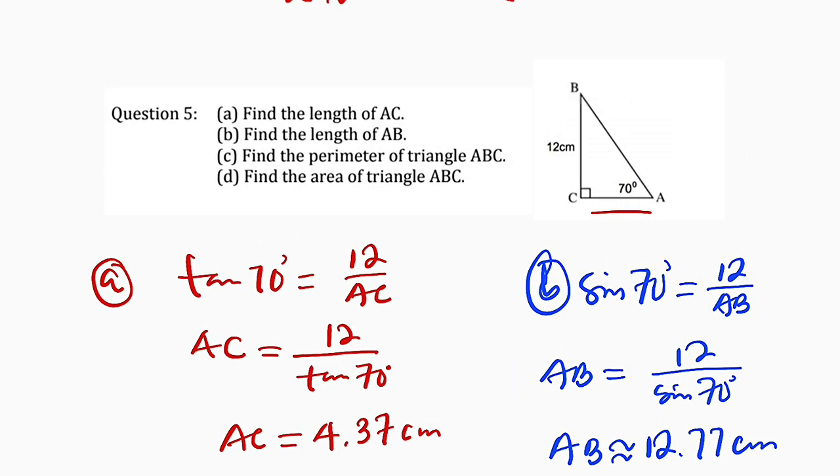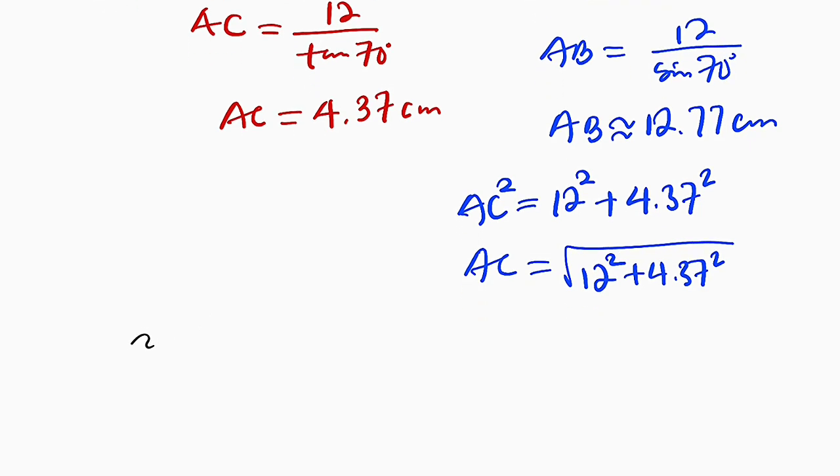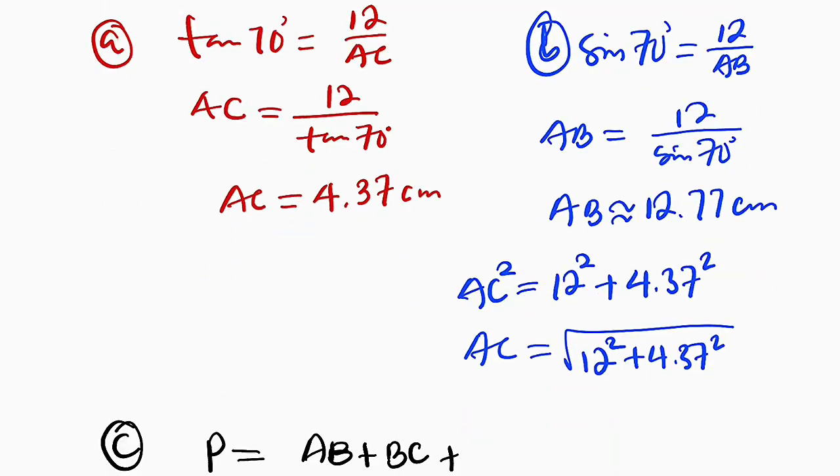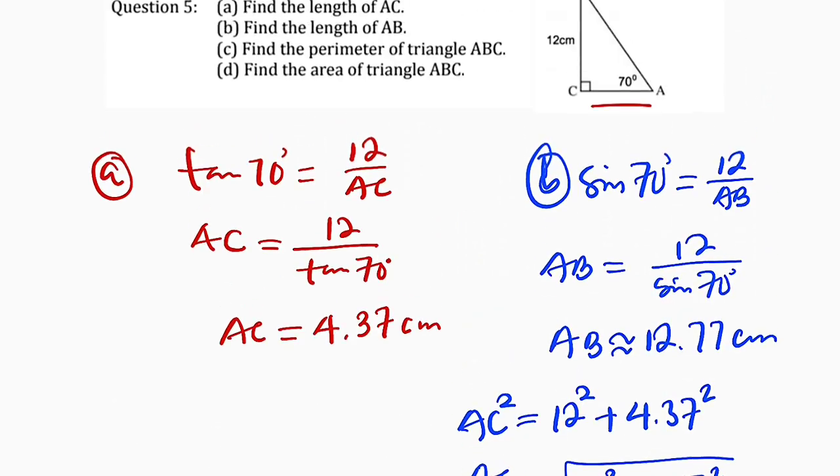All right, let us move on to the next question, which is C. Find the perimeter. Perimeter is the total length around a figure. So we are looking for the perimeter. It will be AB plus BC plus AC, right? Around. So AB is what?